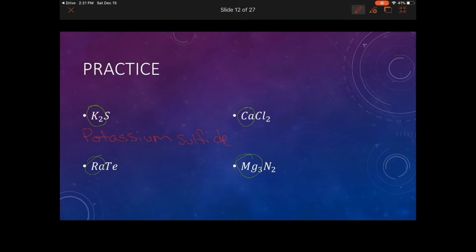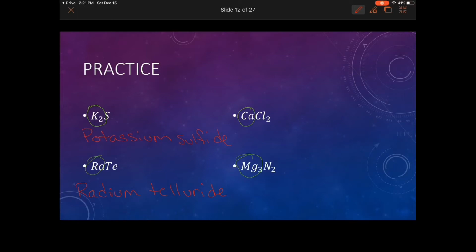Let's try the next one. We have RaTe. Ra stands for radium. So we've got radium as our cation. Our anion is tellurium. So we're going to take off the IUM and add IDE. So it's going to be telluride. Radium telluride.